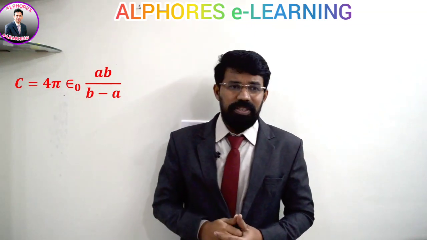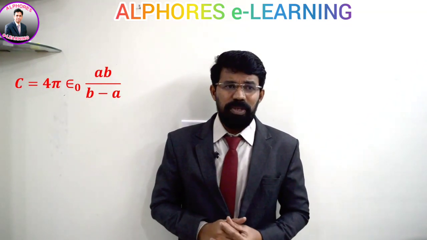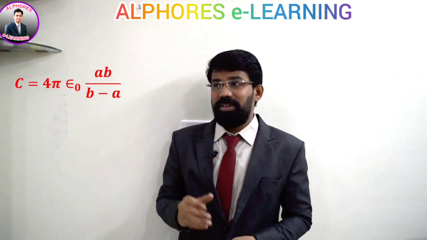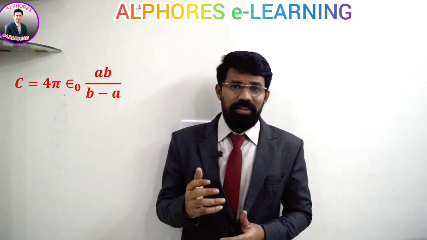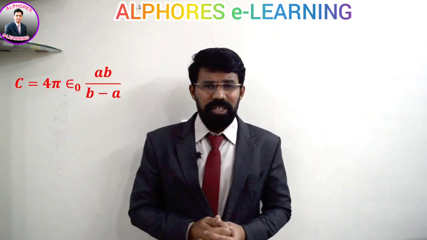And next, we'll talk about the spherical capacitor. Its capacitance is C is equal to 4 pi epsilon naught AB by B minus A, where A is the inner radius of the spherical shell, and you take two concentric spherical shells.